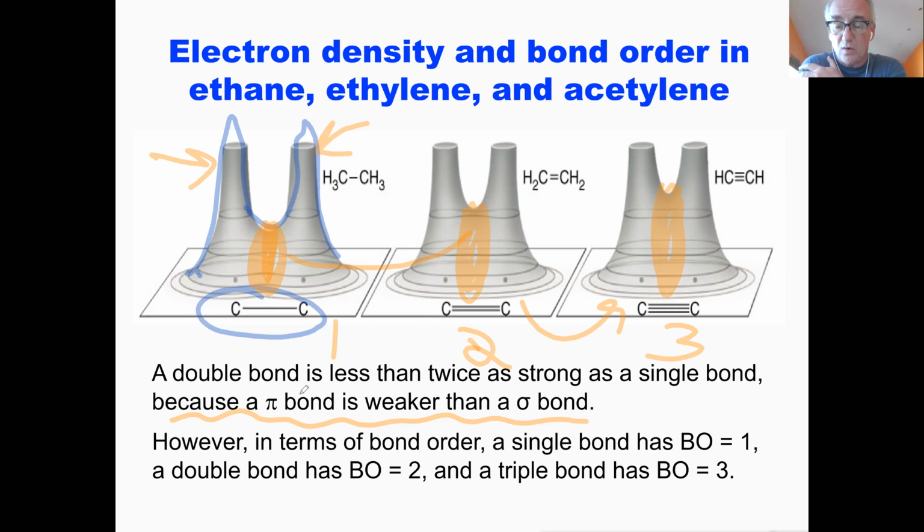The other thing I want you to take away, go ahead. What is a bond order again? Oh, bond order just represents how many bonding electrons are between two atoms. If it's 1 pair, then it's 1. If it's 2 pair, then it's 2. If it's 3 pair, then it's 3. That's what we call bond order.